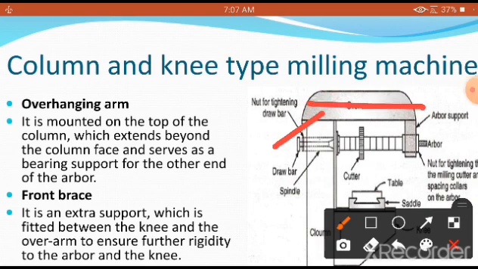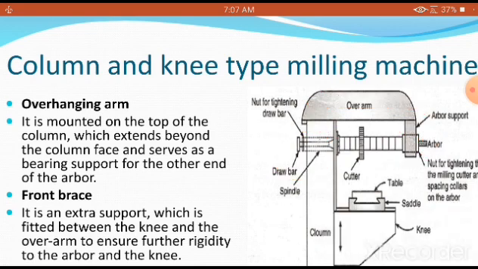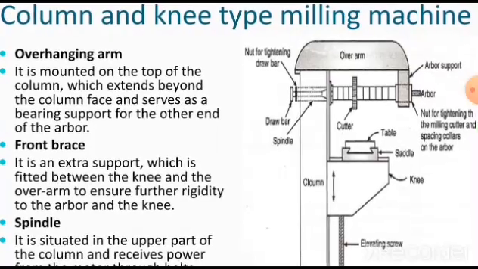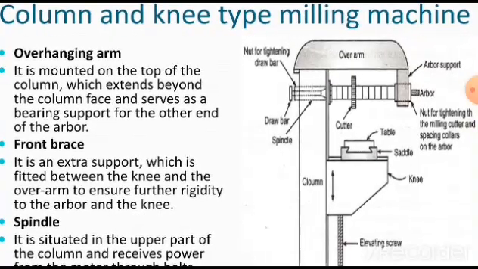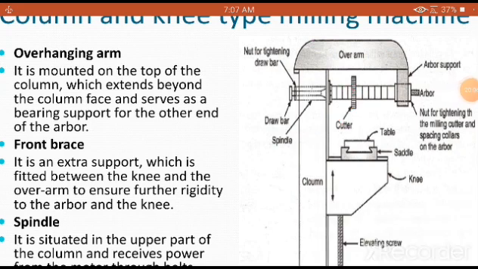It serves as a bearing support for the other end of the arbor, because the arbor will start moving from this end to this end, and that is why this particular portion is going to act like a support for the arbor due to heavy rotation of the cutter. It provides a perfect support for the arbor, which is provided with the milling cutter, which you are going to see mounted on this. Okay.